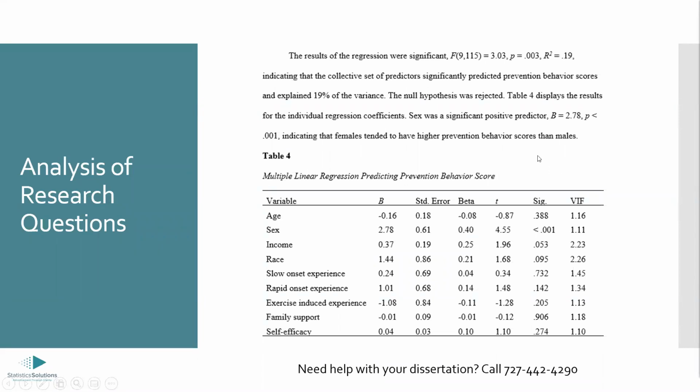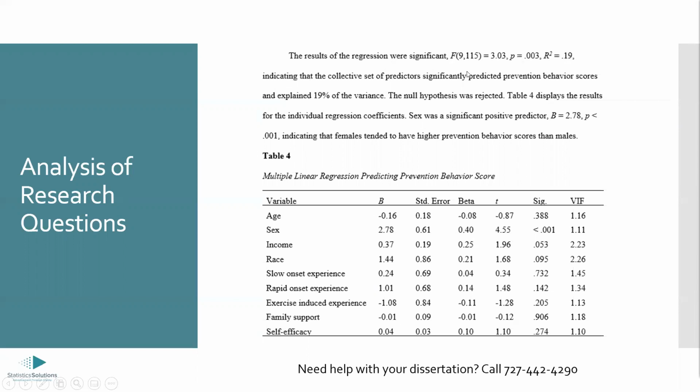And here's an example of how you might do a write-up for a regression analysis. So for a regression, you may first talk about the results of the overall regression model, which is displayed as an F-test, where you, again, may present the F statistic, the p-value. You may also present the R-squared value, which is the percentage of variance explained.